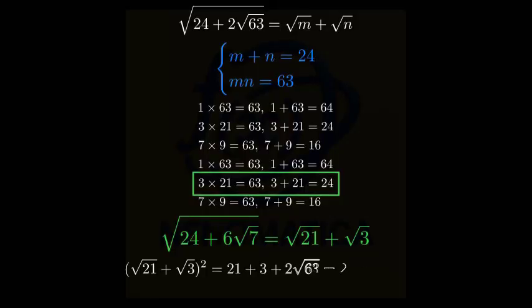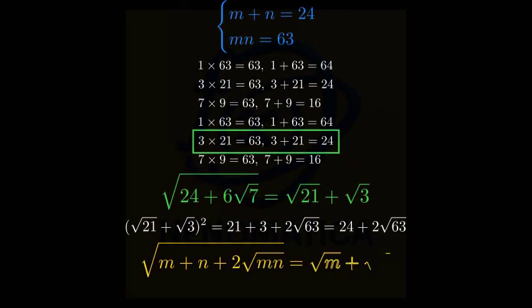Quick verification. Square the answer. (Root 21 plus root 3) squared equals 21 plus 3 plus 2 root of 63, which is 24 plus 2 root 63. That matches the reshaped inside. So our simplification is confirmed.